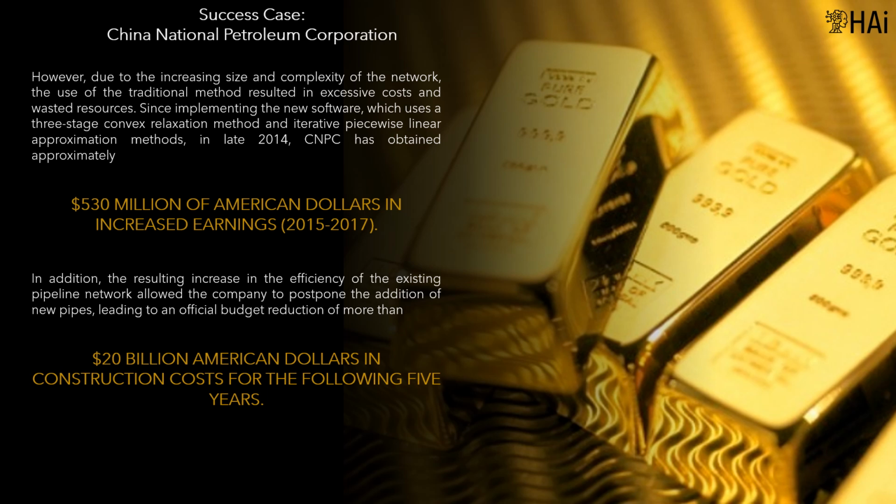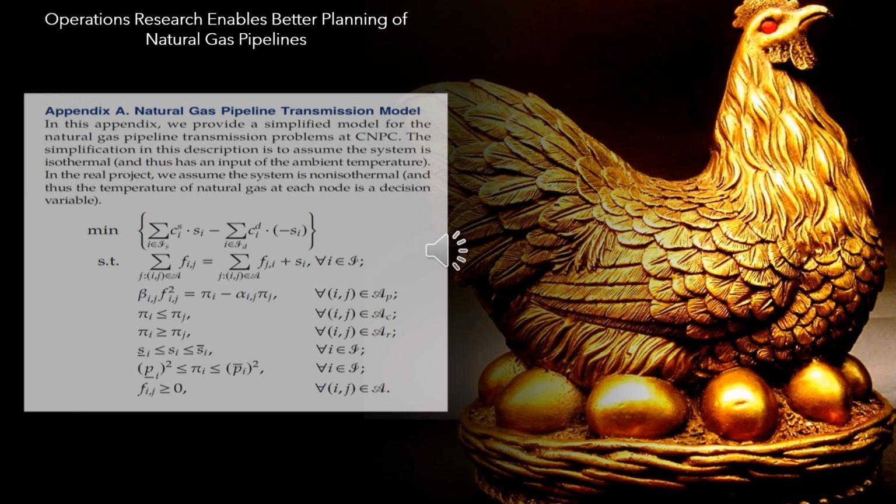In addition, the resulting increase in the efficiency of the existing pipeline network allowed the company to postpone the addition of new pipes, leading to an official budget reduction of more than $20 billion American dollars in construction costs for the following 5 years. The image presents the algebraic formulation of the natural gas pipeline transmission model. Without fear of being wrong, it can be said that mathematical optimization models are the goose that lays the golden eggs of China National Petroleum Corporation.